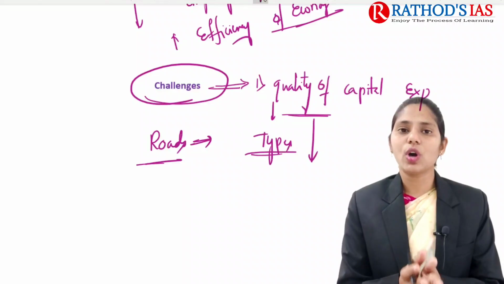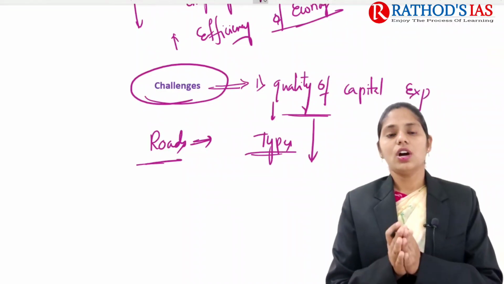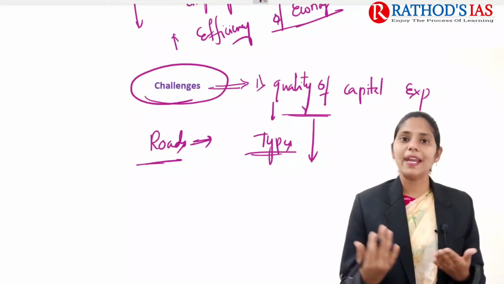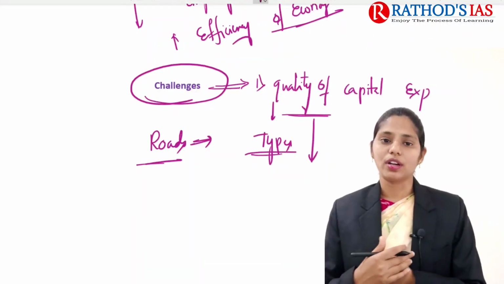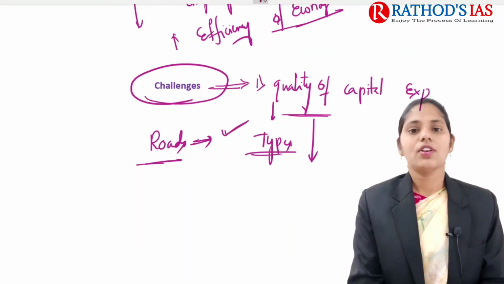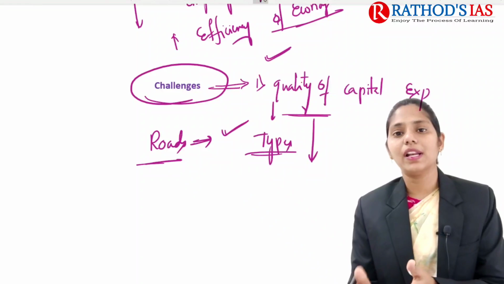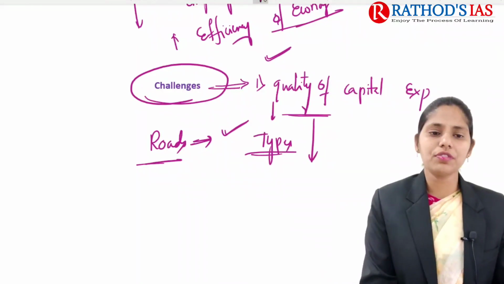Whenever you are talking about electricity generation or electricity generating units, then we will talk about whether maintenance and repair will also be included or not. So these are some important things regarding the quality of infrastructure or quality of capital expenditure. So this is the first thing.